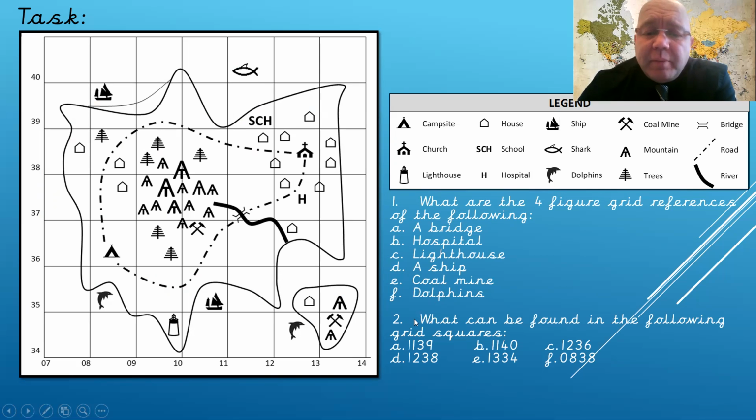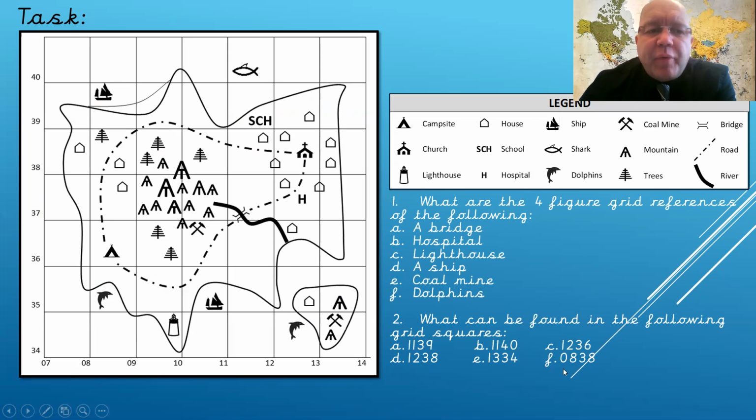For question 2, I've flipped the questions because this time I'm going to give you the grid references and I want you to tell me what is the main thing you can find in that square. So what's the main thing you find in 1139? What's the main feature in 1140? C, what's the main feature in 1236? D, what's the main feature in 1238? E, what's the main feature in 1334? And F, what is the main feature in 0838?